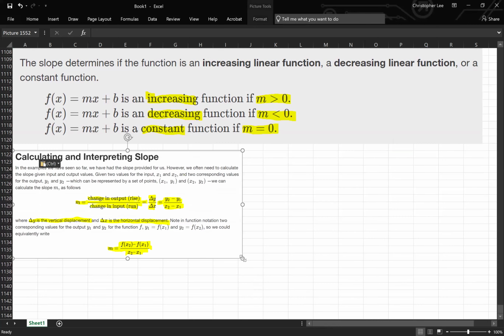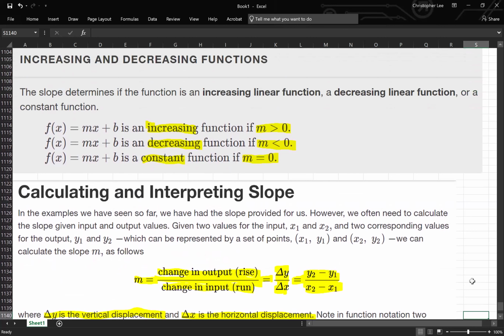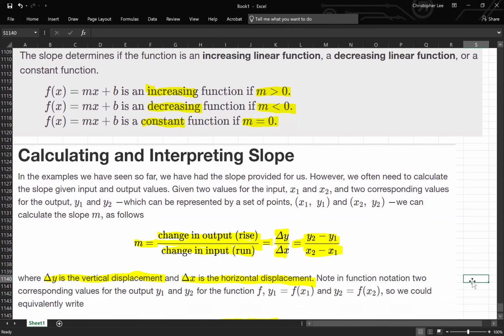This next part, y'all got a whole lot of questions about this on the homework. So calculating and interpreting the slope. In the examples we have seen so far, we have had the slope provided for us. However, we often need to calculate the slope given input and output values. Given two values for the input x1 and x2, and two corresponding values for the output y1 and y2, which can be represented by the points (x1, y1) and (x2, y2), we can calculate the slope m as follows. The slope m is equal to the change in the output, the rise, over the run, the change in the input. So that's the change in y over the change in x, or y2 minus y1 over x2 minus x1. We remember this, it's nothing new.